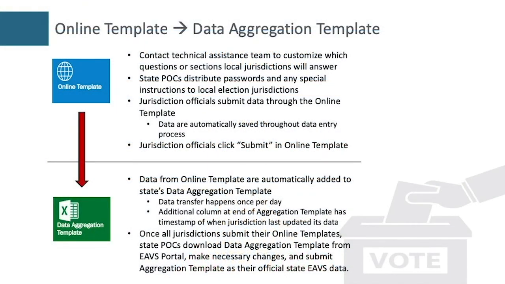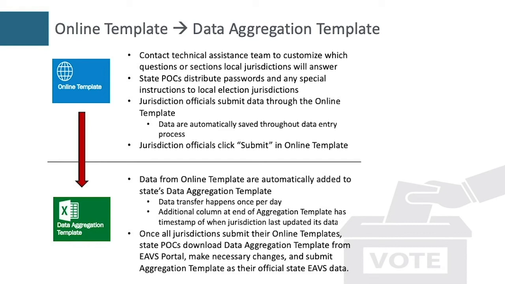First, let's talk about how data gets transferred from the online template to the data aggregation template. If you're a state election official responsible for completing EAVS, you may want to have your jurisdictions answer some sections or even the entire survey. The best way for jurisdictions to submit data item by item is through the online template. Once again, we have a video you can watch about how to enter data in that template, but for now we'll talk about how data gets from that template into the data aggregation template.